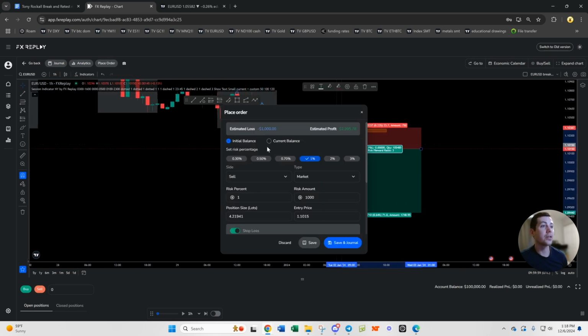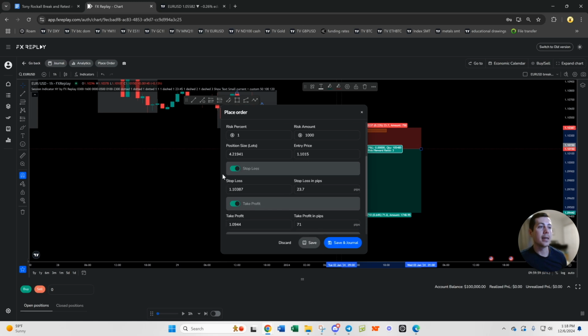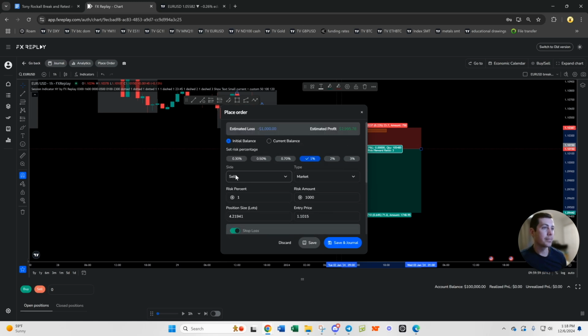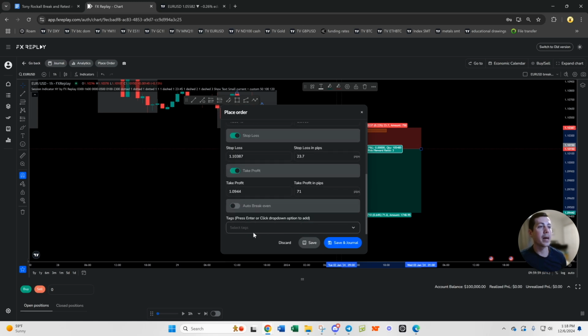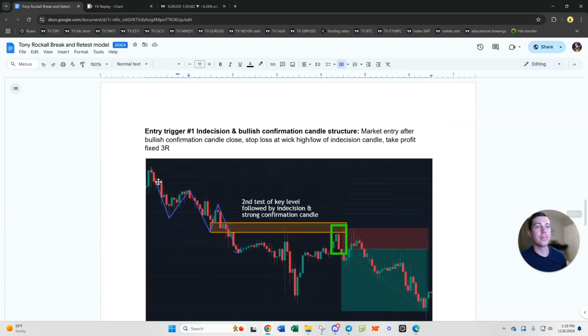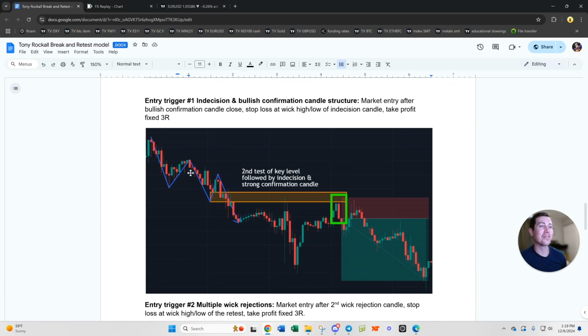I generally like to do 1% of initial balance for all my trades, just to keep things standardized across all my back tests. Not going to be doing any sort of trade management. The only thing I'm going to add is I'm going to go ahead and use entry trigger 1 for these. I guess I'll use, this is kind of both.